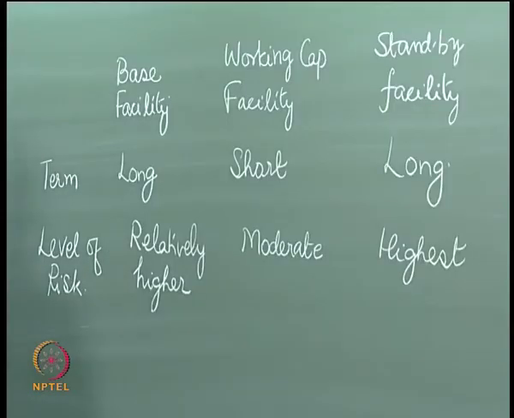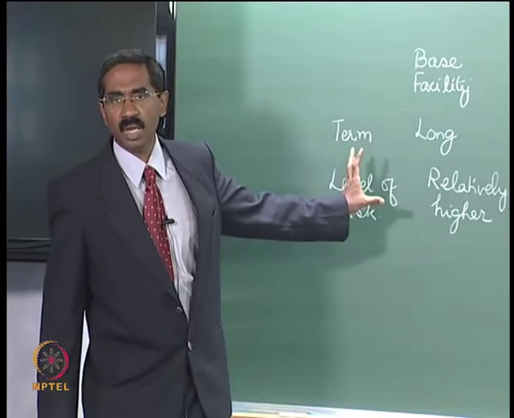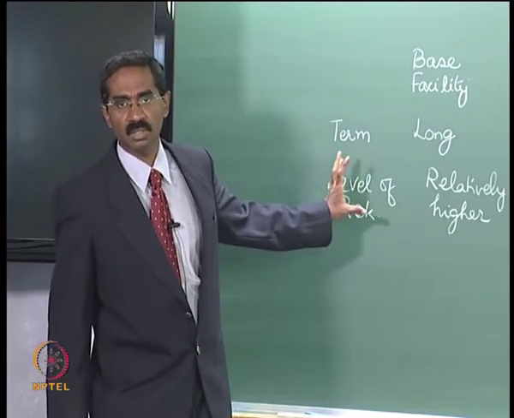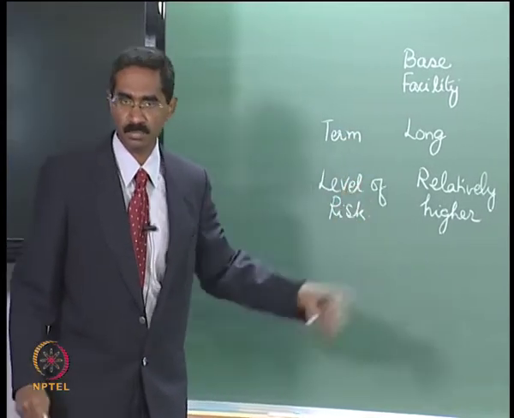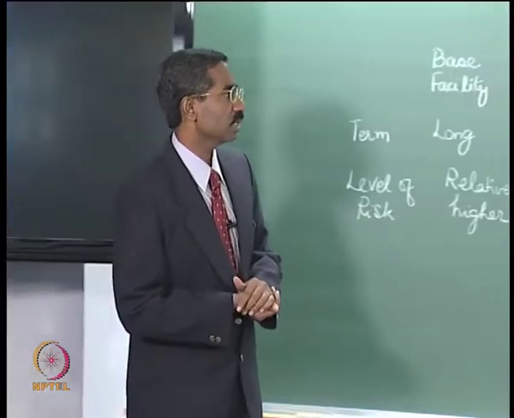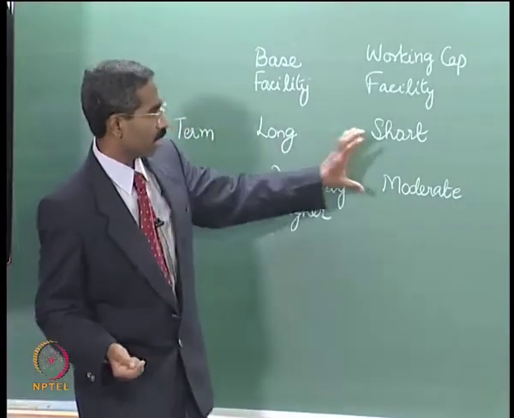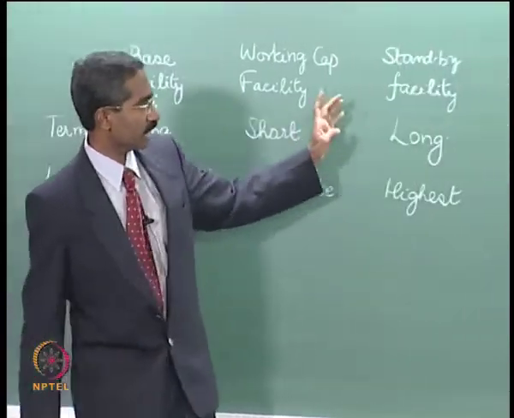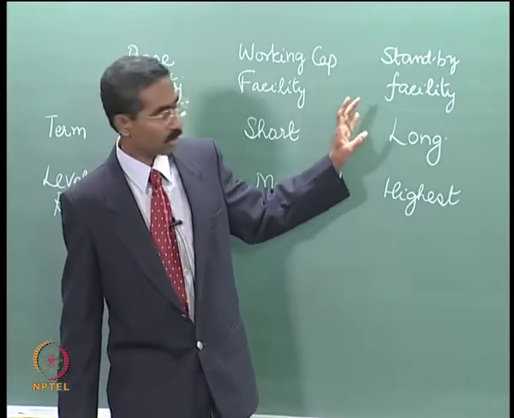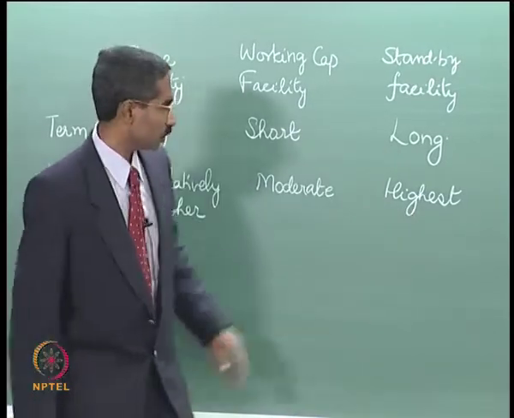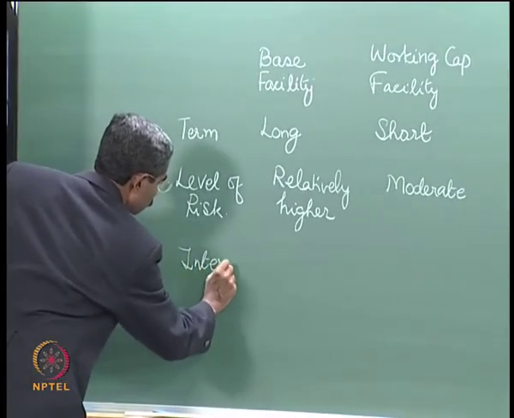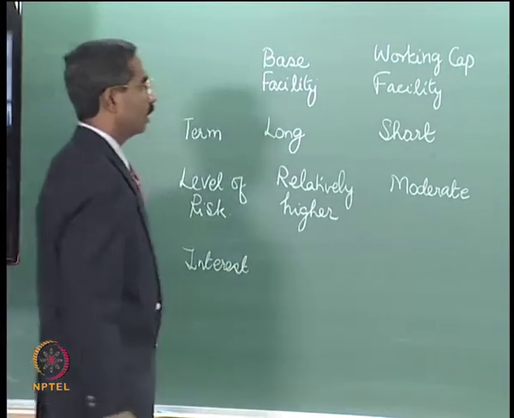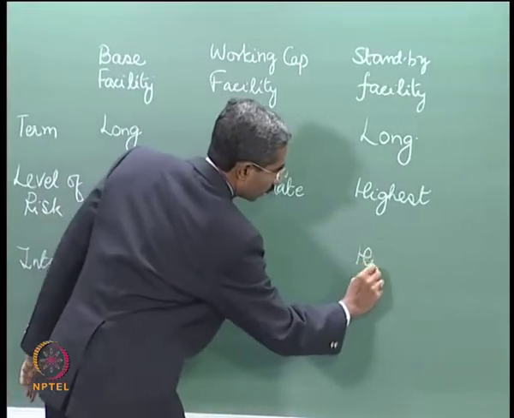So now we look at the two characteristics for these loan types, and this will give an indication of which of those loans will have the highest interest rate. If we compare these two features, we find the standby facility has a long term loan and it probably has the highest risk. So therefore in terms of the interest rate, the standby facility will be the highest.